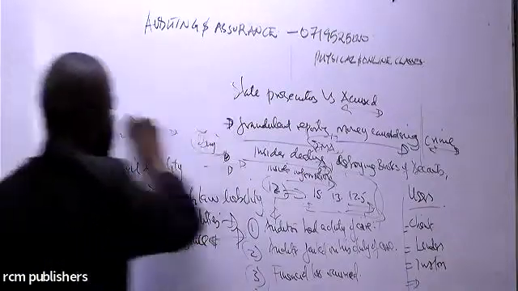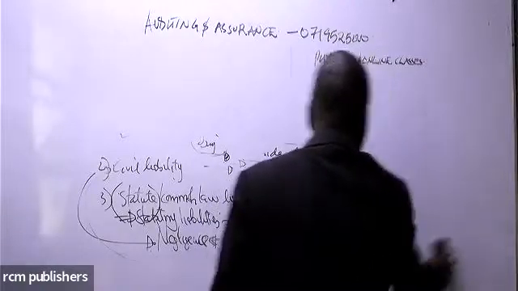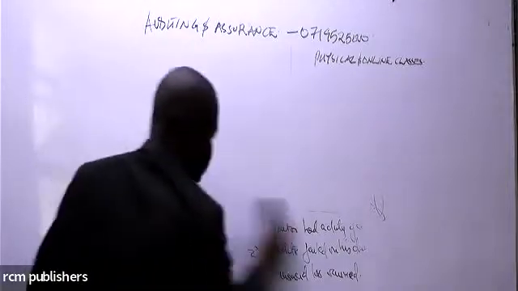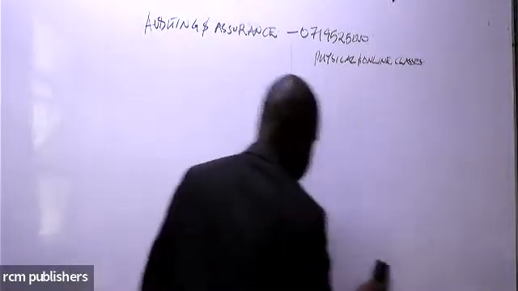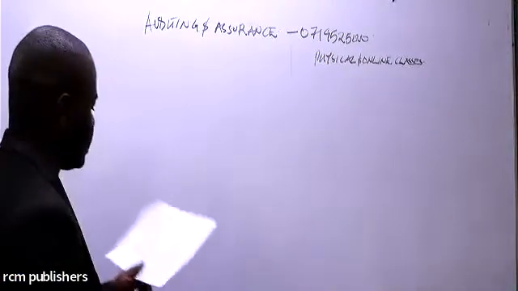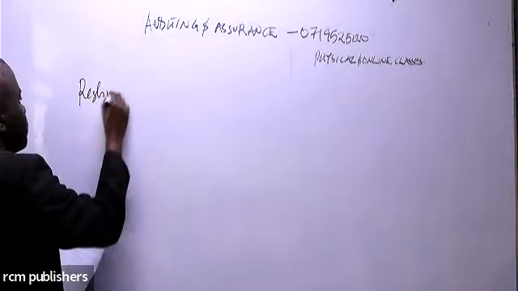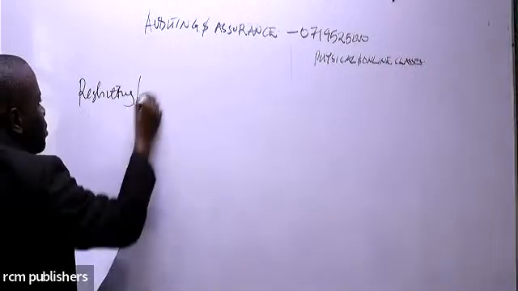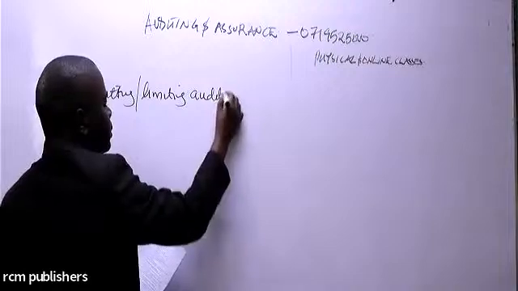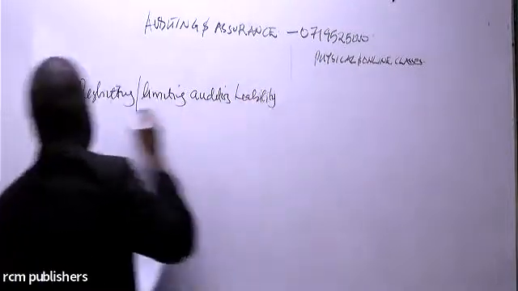So you've already been able to see that in this case, the auditor is in terms of liability. So how can the auditor try to avoid these liabilities? So how can the auditor avoid liability? We can look at restricting or limiting the auditor's liability. So you check the next page there, restricting or limiting the auditor's liability.